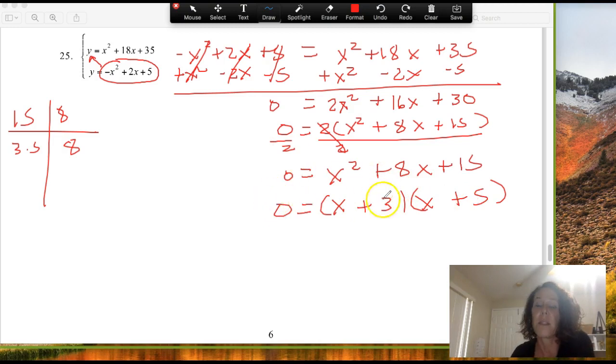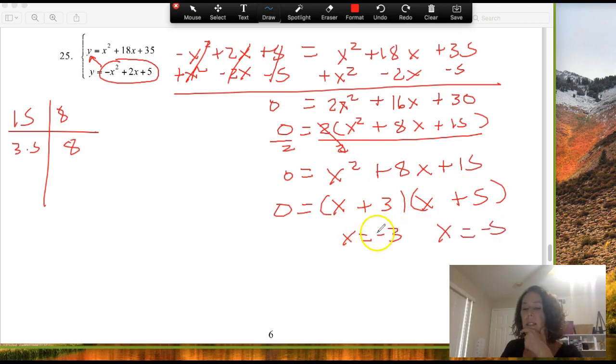This times this is 0. What makes this 0? Well, if x were negative 3, because negative 3 plus 3 makes this 0. What makes this 0? Well, if x were negative 5. So when x is negative 3 and x is negative 5, this is 0. If I set this equal to y, basically I'm looking at the x-intercepts here at negative 3 and negative 5, because that's where my y is 0.